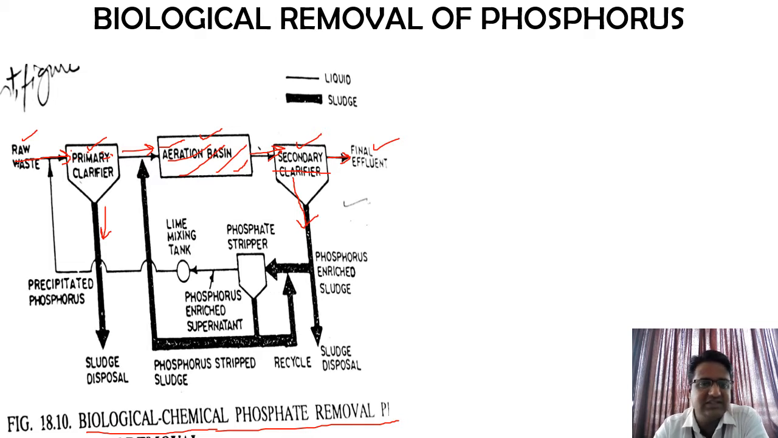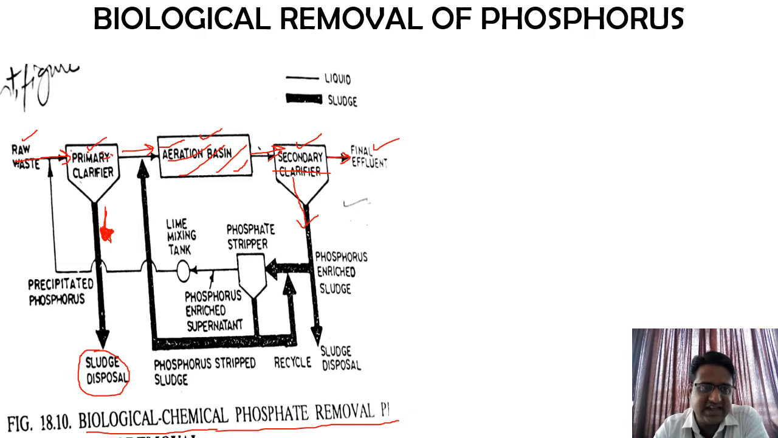Let us see in detail what will happen to the sludges now. Raw wastewater first passes through the primary clarifier. Initially we are getting sludge. This is a primary sedimentation sludge, where most of the inorganic particles are going to settle down.